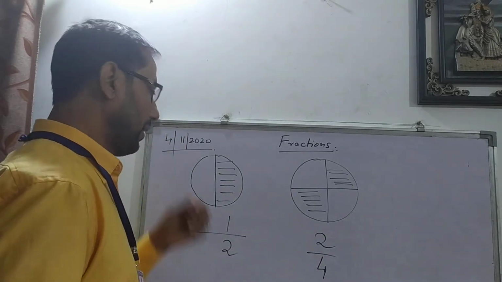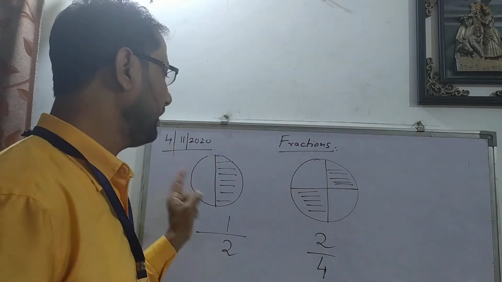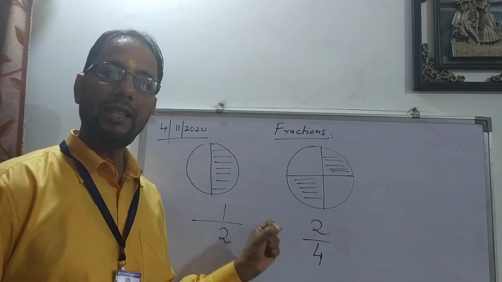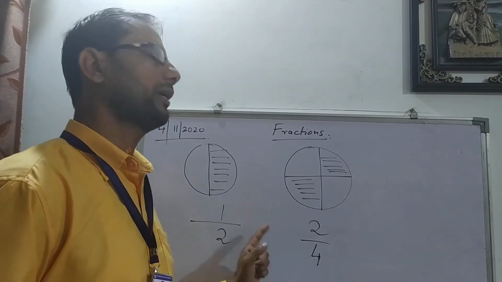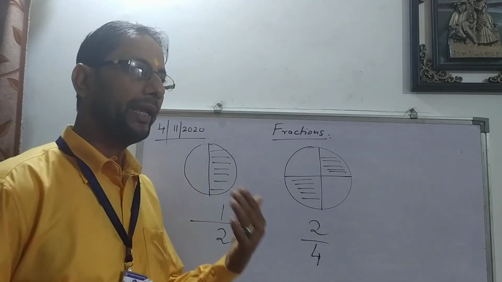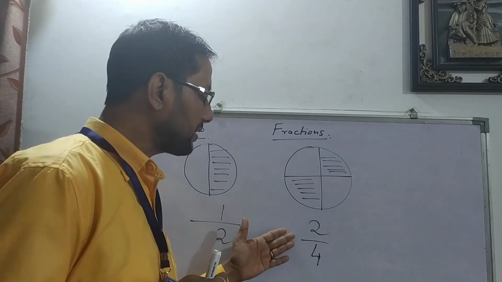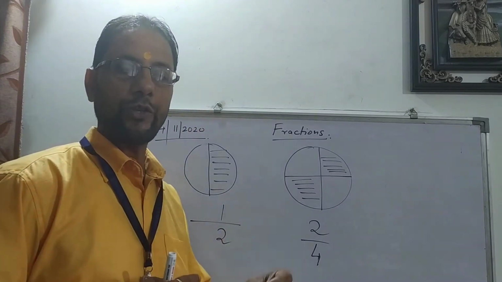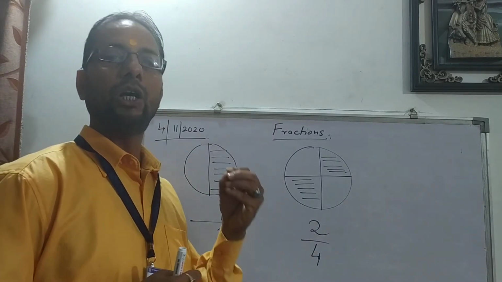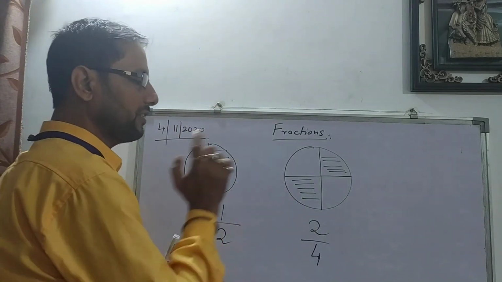Now students, what is the similarity in between these two diagrams? There is one similarity between these two diagrams. What is that similarity? Now we can find the similarity when we express this in lowest term, as we have already learned how to express a fraction in the lowest term in previous classes. So how will I express this in lowest term?